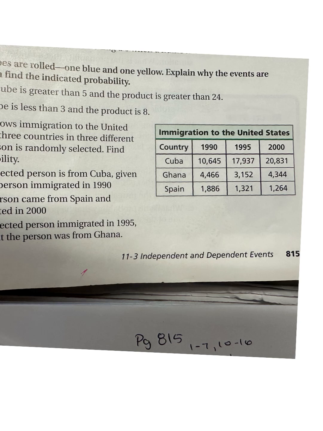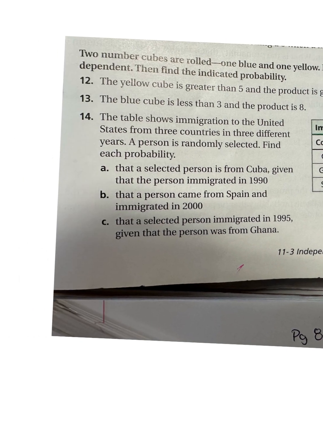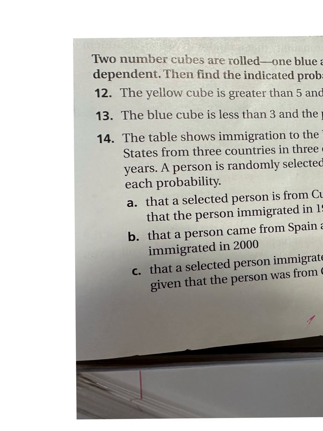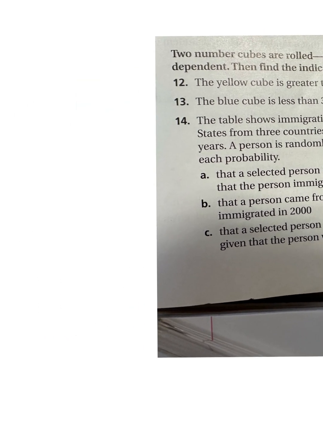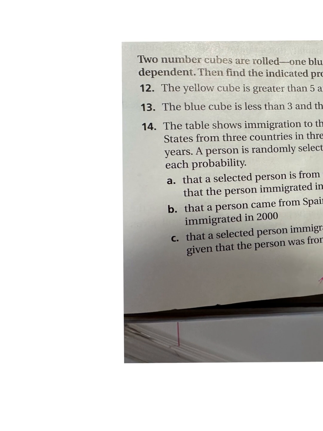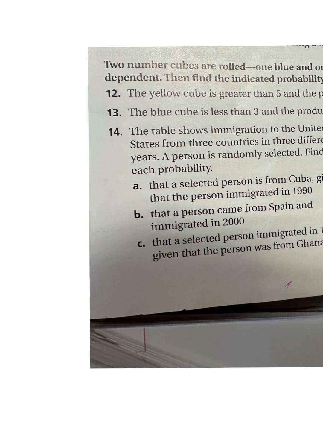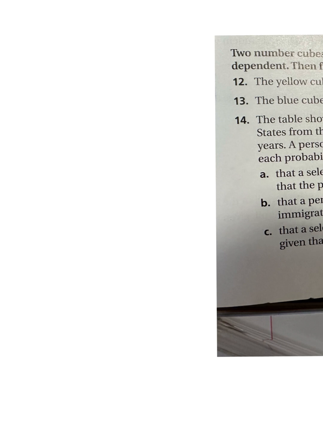Okay, a lot of times when there's two events like this, the easiest way to do it is to make a little chart. So for this one, the number 12, I'm gonna make a little chart. I want that the yellow cube is greater than 5 and the product is greater than 24. Here's what I mean by a chart.